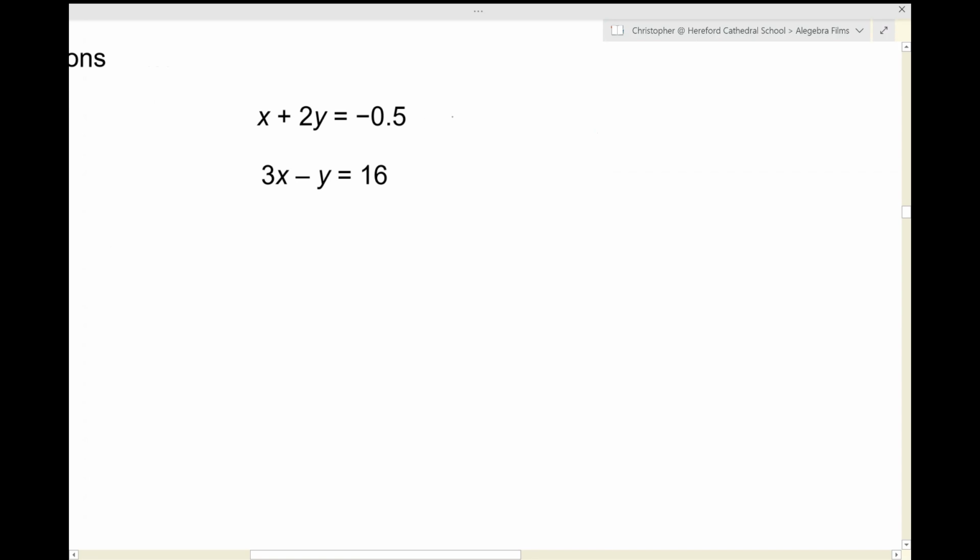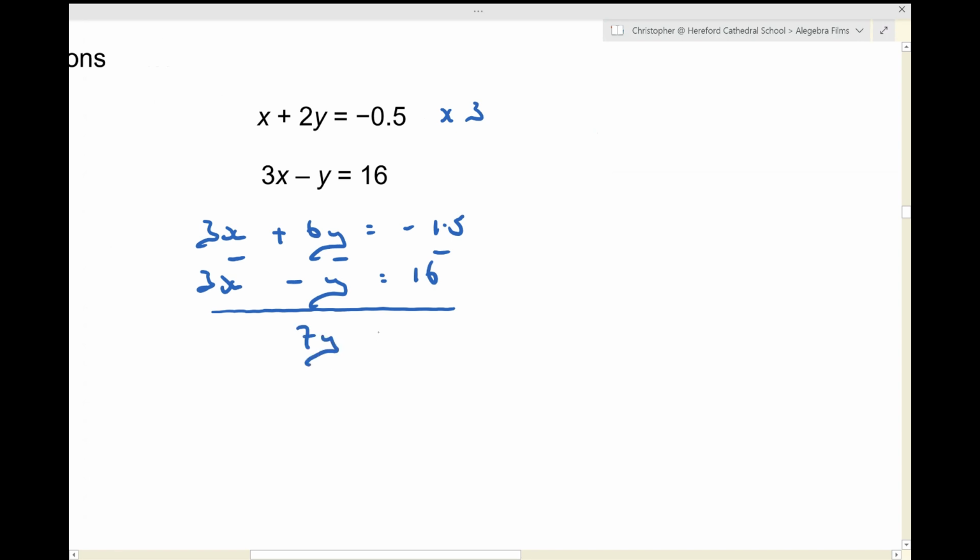I'm going to multiply this top equation by 3 to give me 3x plus 6y equals minus 1.5. And I'm going to leave the bottom equation as it is, as it's already got 3 x's. Minus, minus, minus: 6y minus minus y is 6y plus y. 7y is minus 17.5. Divide both sides by 7, and you'll get y is minus 5 over 2. Nice to be able to use your calculator.